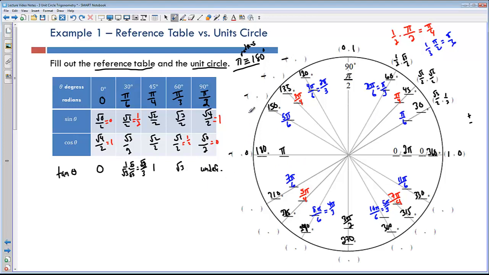So this will be 0. This will be 1/2. This will be root 2 over 2. And this will be root 3 over 2. Because the heights are exactly the same on either side. So root 3 over 2. And then the inputs, they're exactly the same too. They're just off by the negative. So this will be negative 1/2. This will be negative root 2 over 2. This one will be negative root 3 over 2. And this one will be negative 1.